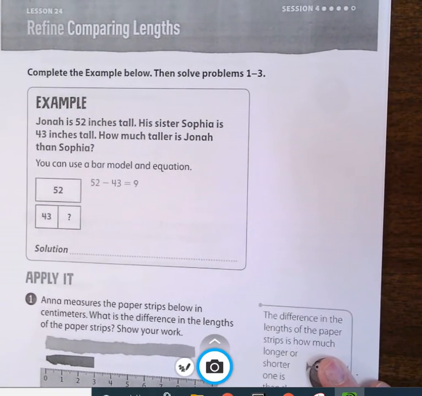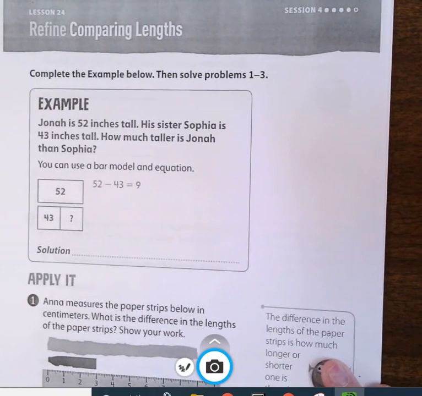Hey, we are on lesson 24 still, but now we're doing session 4 and 5. And it says we're going to just refine comparing lengths. We're just practicing. It says complete the example below, then solve problems 1 through 3.